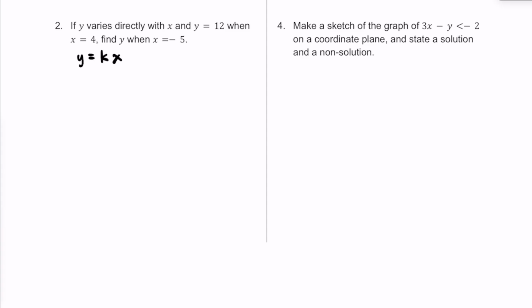Okay, so we start off with this general form for direct variation, and they tell us that y is going to be 12 when x is equal to 4.